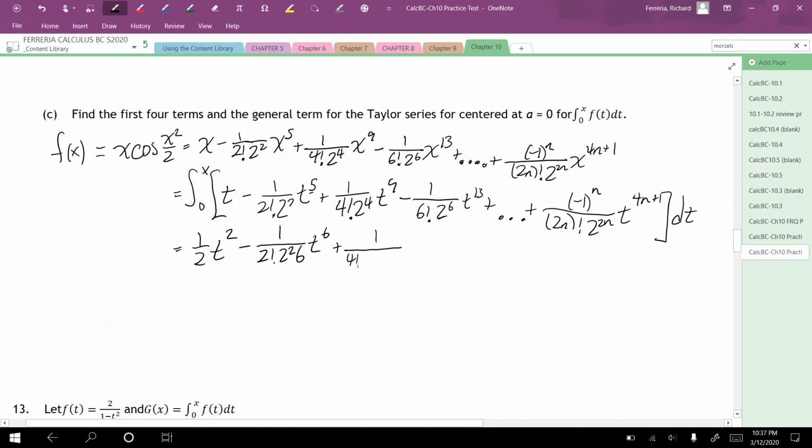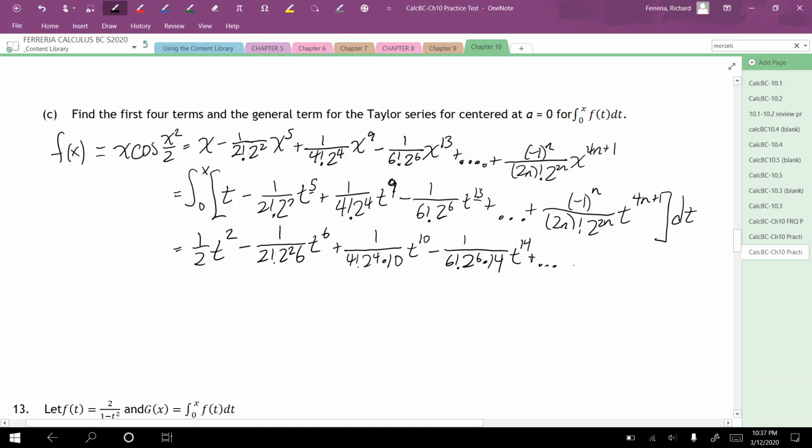1 over 4 factorial, 2 to the 4th. 9 plus 1 is 10. So we'll multiply by 10, and t to the 10 minus 6 factorial, 2 to the 6. 13 plus 1 is 14. So we'll multiply by 14 and get a t to the 14th.